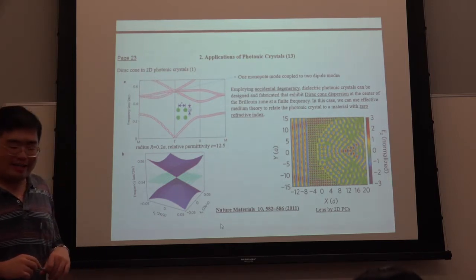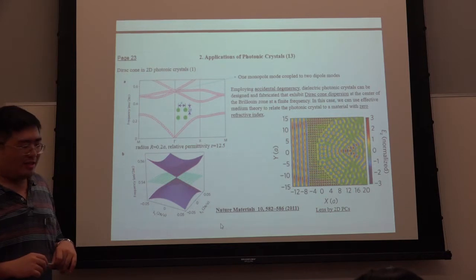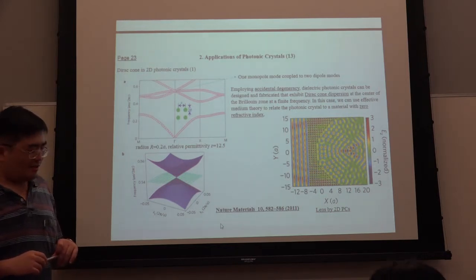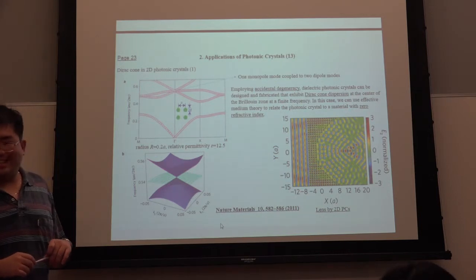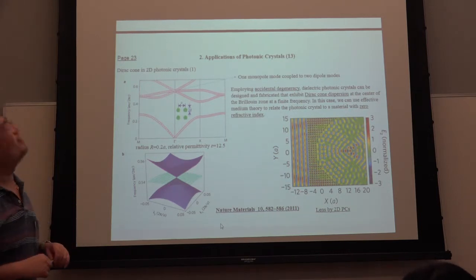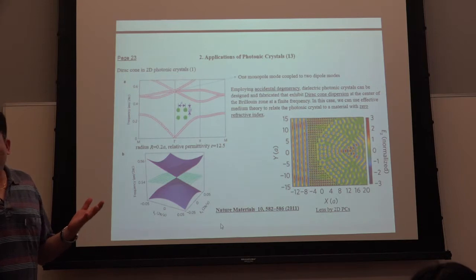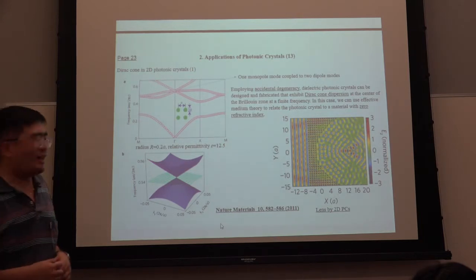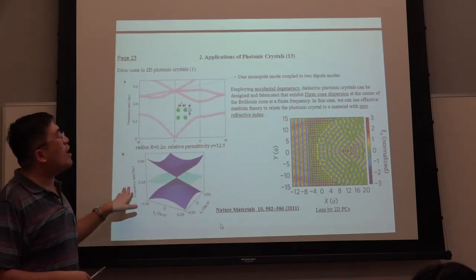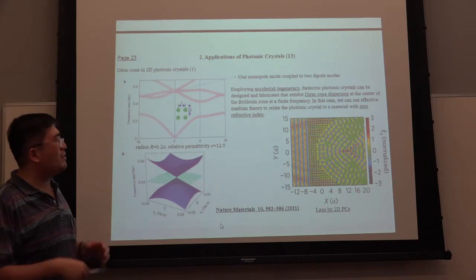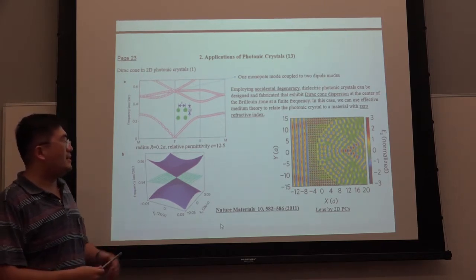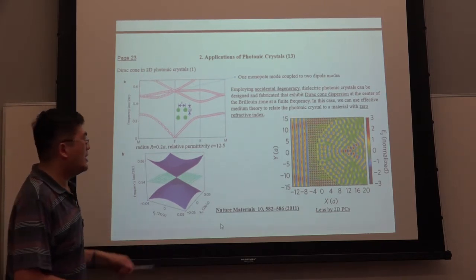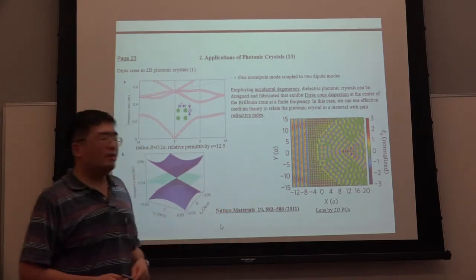The professor recently got a very big project called LE. It's 100 million Hong Kong dollars. I think the main work, why the panel gave such a big fund, is this work on the photonic crystal, published in Nature Materials four years ago.